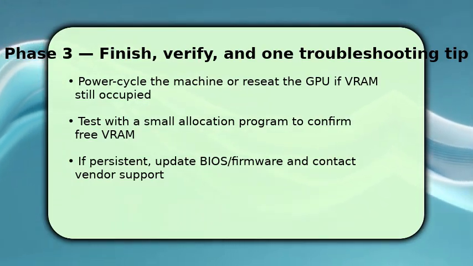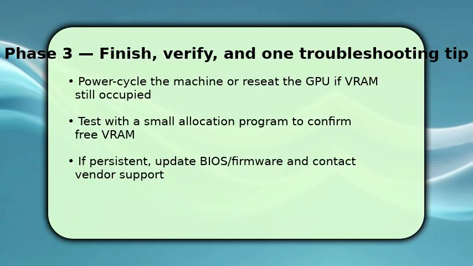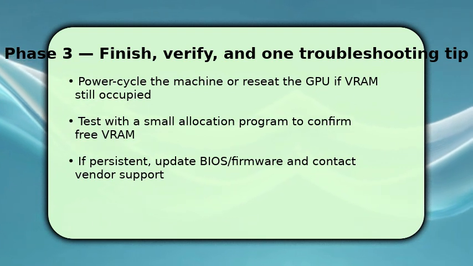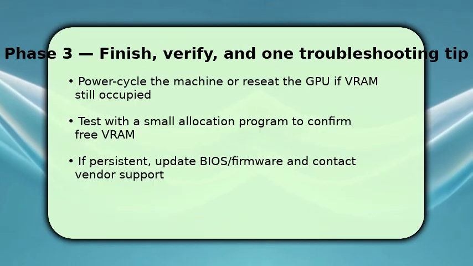If memory remains locked, update motherboard BIOS and GPU firmware because low-level bugs can reserve RAM. One troubleshooting tip: if you still see allocations after a reset, swap the GPU into another system to isolate board failure versus system driver.